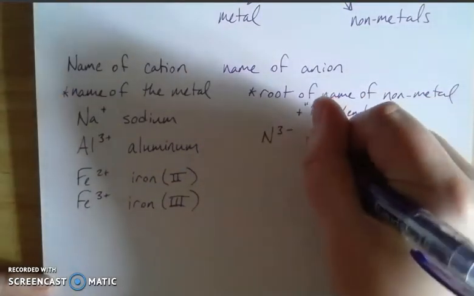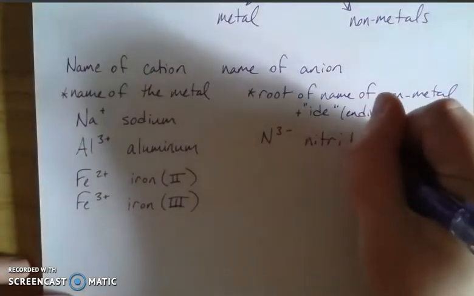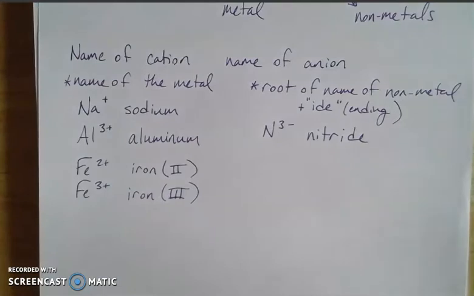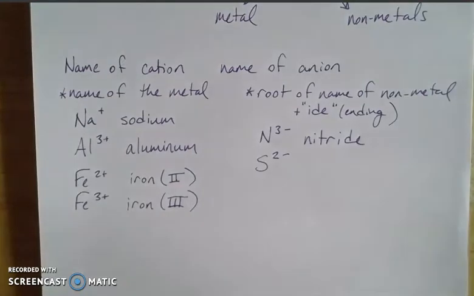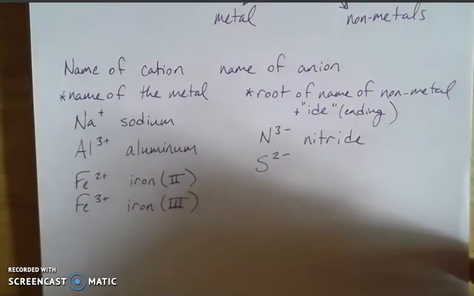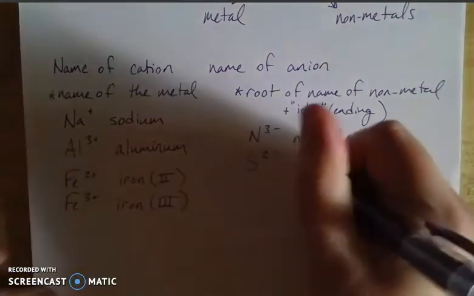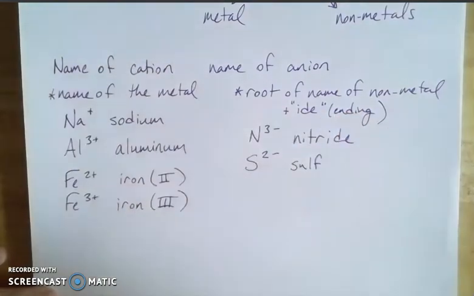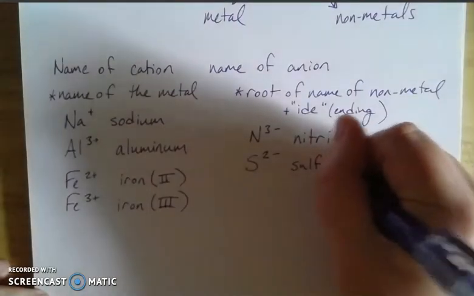Nitrogen, the root becomes nit, right? So I took off the "ogen" ending on it, and then I'm going to end it with IDE. There's the nitride ion. Or let's take sulfur. Sulfur has 6 valence electrons. When I pick up those extra 2 to get to a full valence, because everyone wants to be a noble gas, then we end up with a -2 charge. So sulfur becomes sulf, and then we add the IDE ending, sulfide.